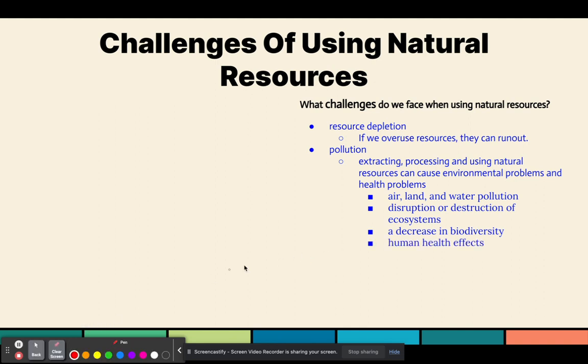And if you don't care about animals or nature, which you should because we rely on it, a lot of human health effects happen from us extracting, like mining and processing. A lot of metals are taken out of raw materials by using chemicals, and those chemicals usually get into our water or into our food.